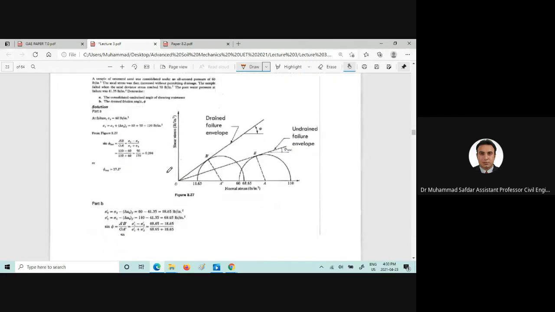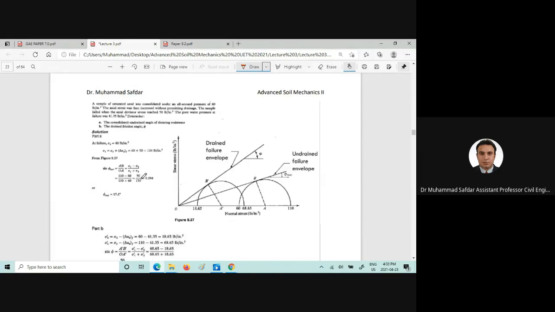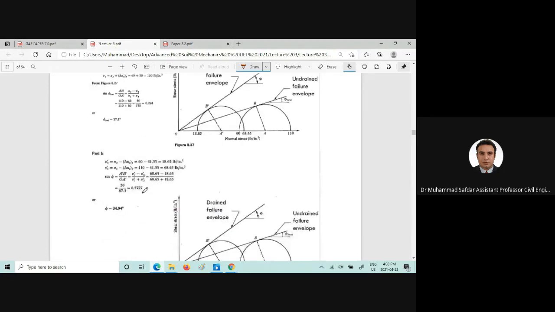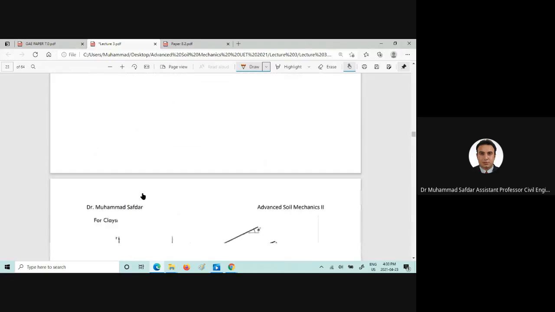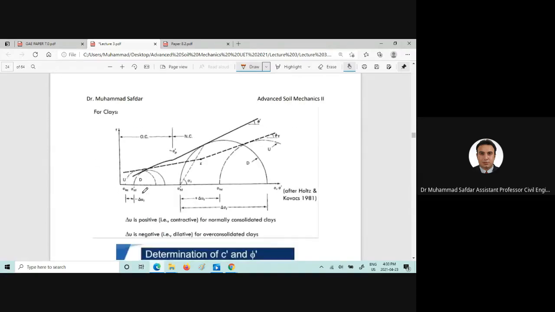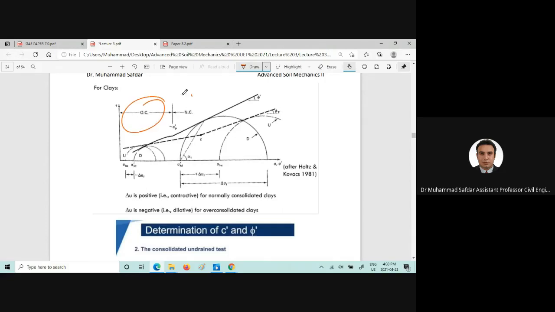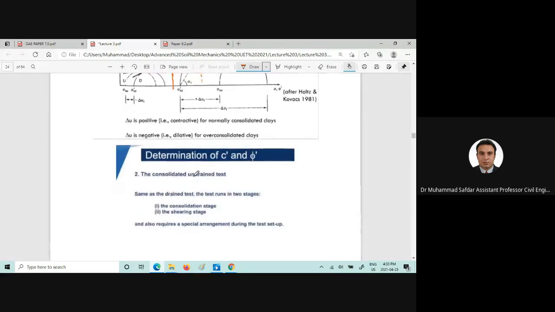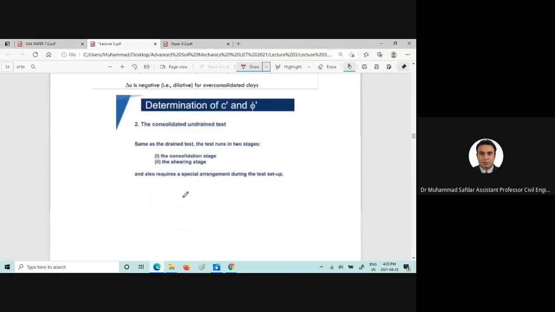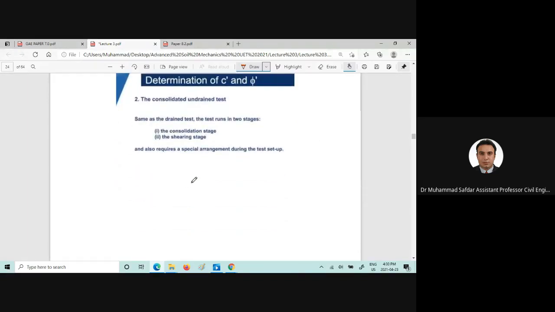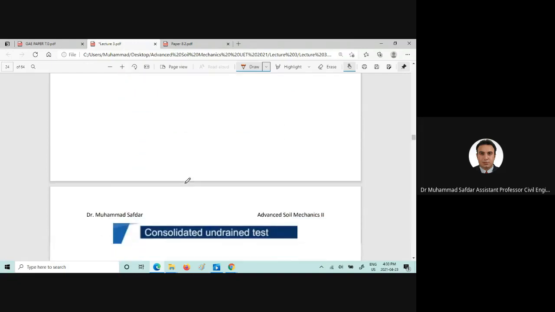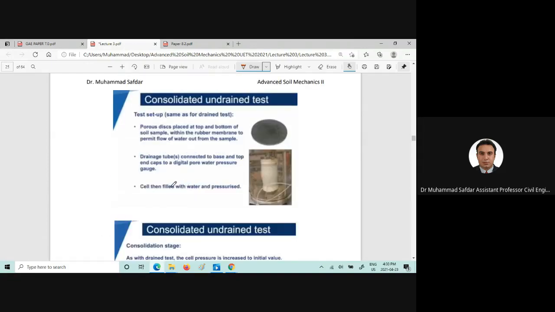Now, if you want to solve a simple problem or example, we can solve that, but we will come to these problems later on. Let's solve the normally consolidated behavior and the over consolidated behavior, and the pre-consolidation pressure information for these types of soils were discussed in the previous lecture as well. The consolidated undrained test, we can find out C and C prime and phi prime. How we perform this test.